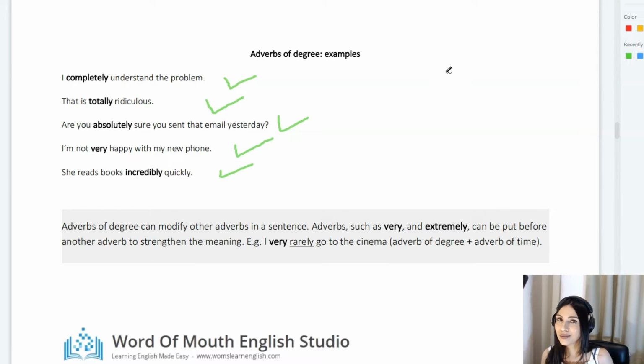Adverbs of degree can modify other adverbs. These are some of the adverbs that we looked at in our last video. Adverbs such as very or extremely can be put before another adverb, and what they do is they strengthen the meaning of that adverb. So, I very rarely go to the cinema, strengthens the word rarely. How rarely do you go to the cinema? Quite rarely or very rarely. So in that case, we'd use an adverb of degree together with an adverb of time for that effect.